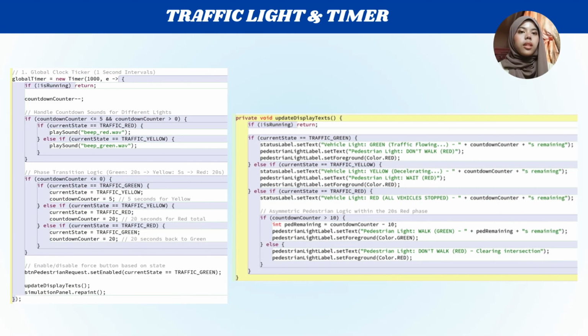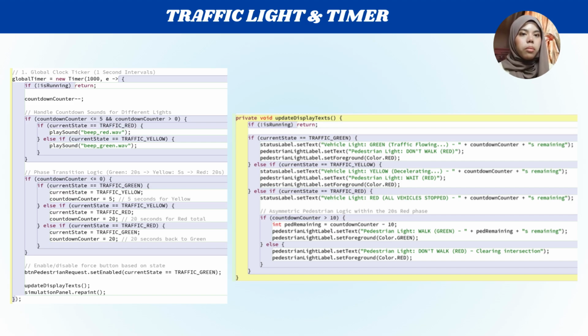The next part is the actual engine that handles time. It ticks every 1 second and counts down; when the timer hits 0, it automatically switches phase from green to a 5-second yellow, then to a 20-second red, and loops back smoothly. I wrote the code that updates the text and color on screen in real time.